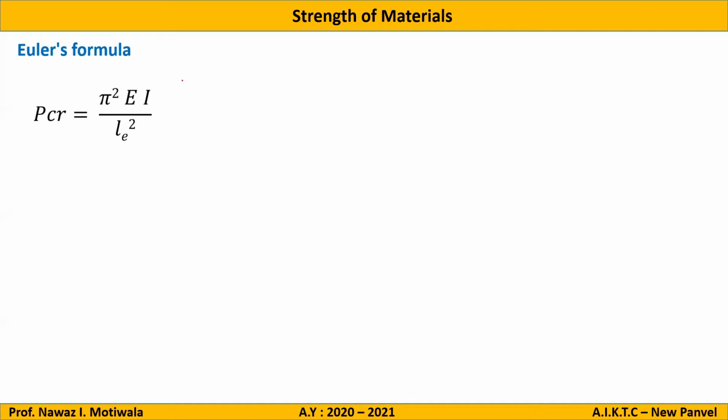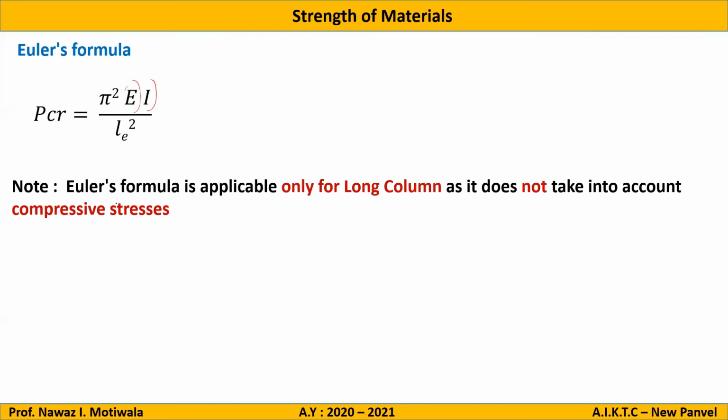Again, the terms are pi square EI, where I is the moment of inertia, E is the Young's modulus, and Le is the effective length based on the conditions of the column. But an important point to note is this: Euler's formula is applicable only for long columns, as it does not take into account the compressive stresses.